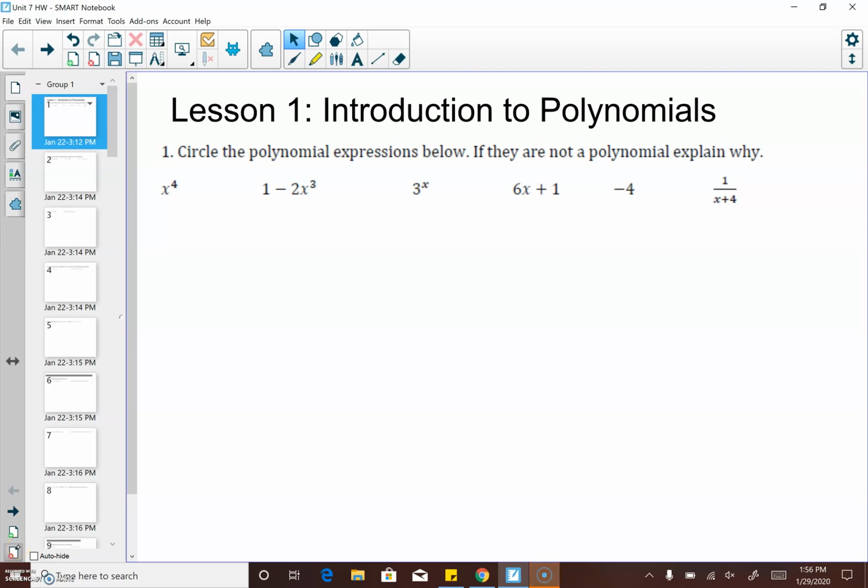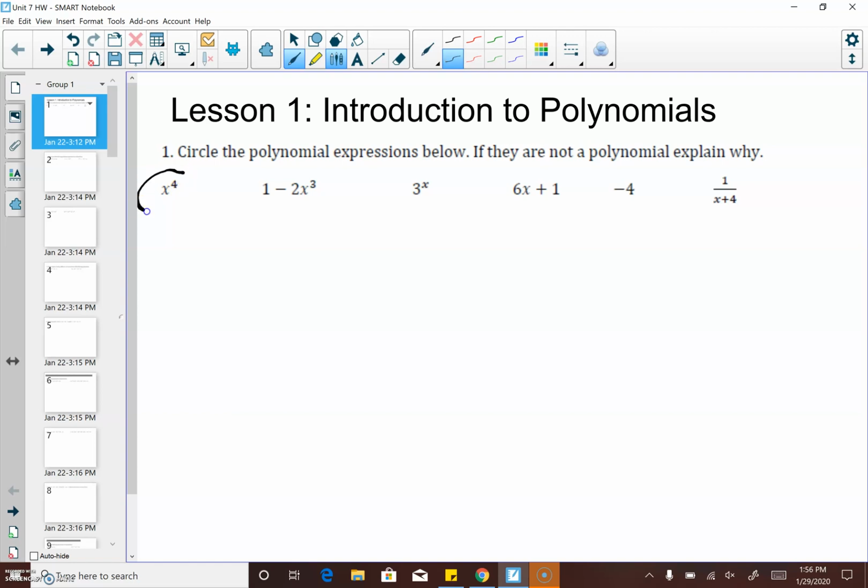For lesson 1 on our introduction to polynomials, we're going to talk about what makes a polynomial, some of our vocabulary like degree, leading coefficient, standard form, things of that nature. So for the first one, circle the polynomial expressions below. If they are not a polynomial, explain why.